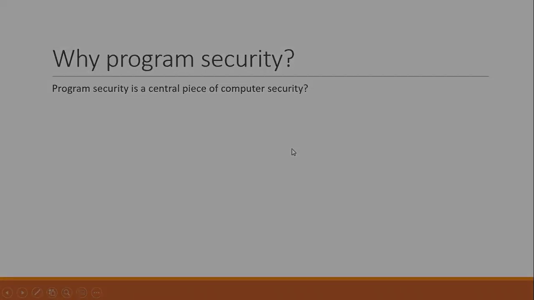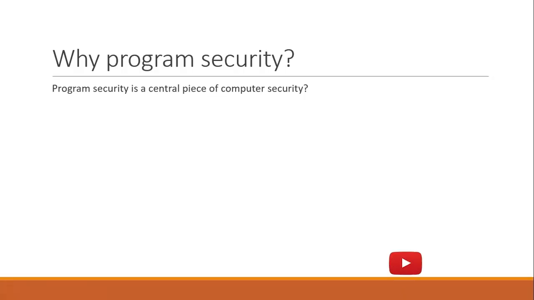What is program security? Program security is a central piece of computer security. Why? Because we divide the security into different parts. As I told you, in the second chapter we talked about encryption. So that was about data security.